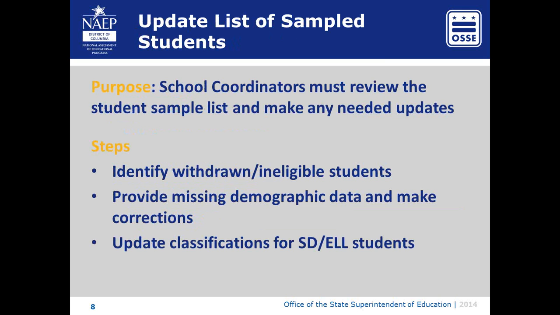The purpose of update list of sampled students is to review the list and make any needed changes prior to the actual assessment date. The school coordinator is going to identify any students that may have withdrawn or are ineligible, provide missing demographic data and make any corrections, and update classifications of students with disabilities and English language learners.